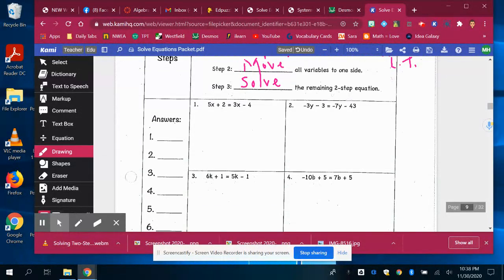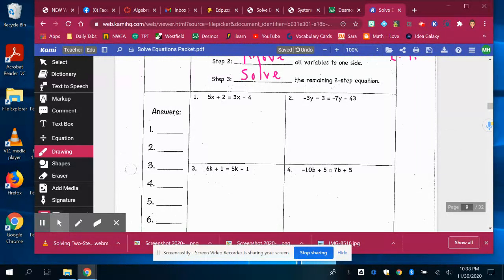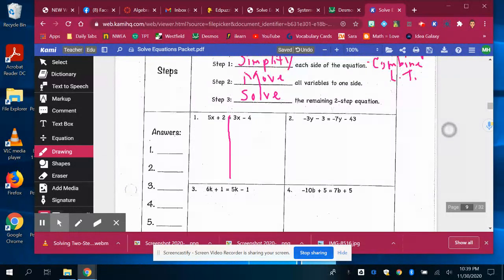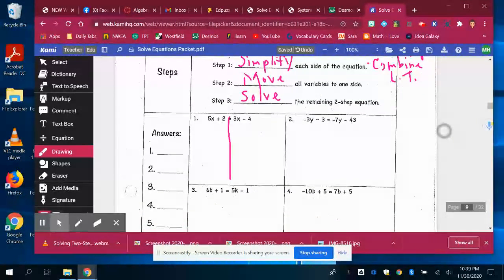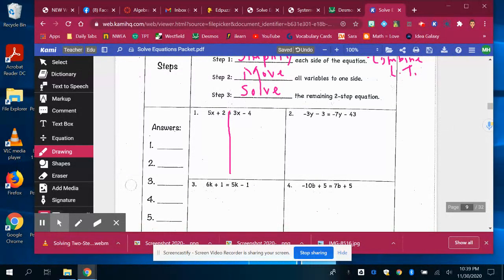All right, so let's look at example one. I'm going to draw my line down my equal sign so I can see the two different sides of my equation. Step one says to simplify each side of the equation. Well, I notice if I look at the left side, I don't have distributive property and I don't have like terms. If I look at the right side, no distributive property and no like terms. So I can move on to step two. Step two is move all variables to one side. I typically like to move the smallest variable term so I can avoid negatives if I can.